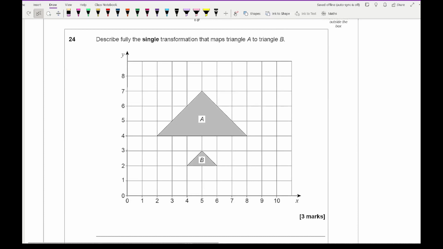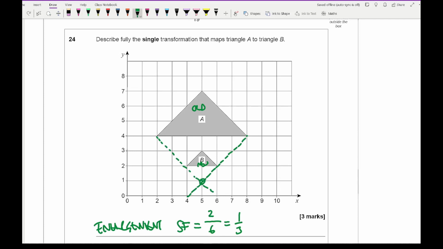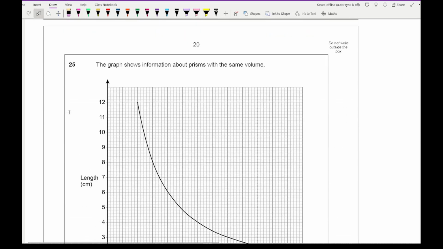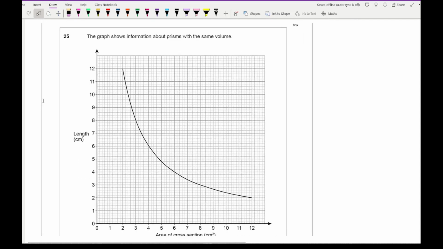Then for question 24, it says describe fully the single transformation that maps triangle A to B. So this is our old shape and this is our new shape. You can see that the shape has been altered, so it's definitely going to be an enlargement, and with an enlargement we need a scale factor. You can see that the base has gone from 6 to 2, so it's going to be the new shape divided by the old, 2 over 6, so it's going to be a third. Then we need to find the center of the enlargement, and all you've got to do is find two corresponding points and draw projection lines. You can see that the center is going to be at 5, 1, and you get 1 mark for each of those statements.